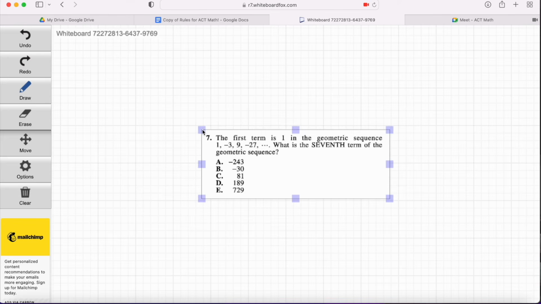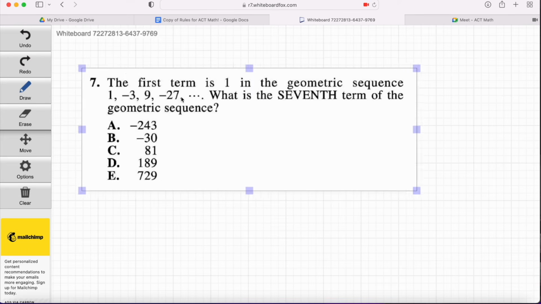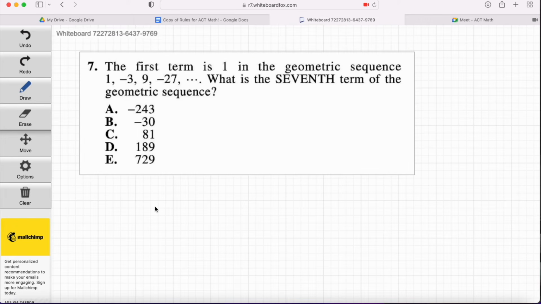All right. We got another question up here. Go and read question number 7 for us, please. Okay. The first term is 1 in the geometric sequence 1, -3, 9, -27. What is the 7th term of the geometric sequence?